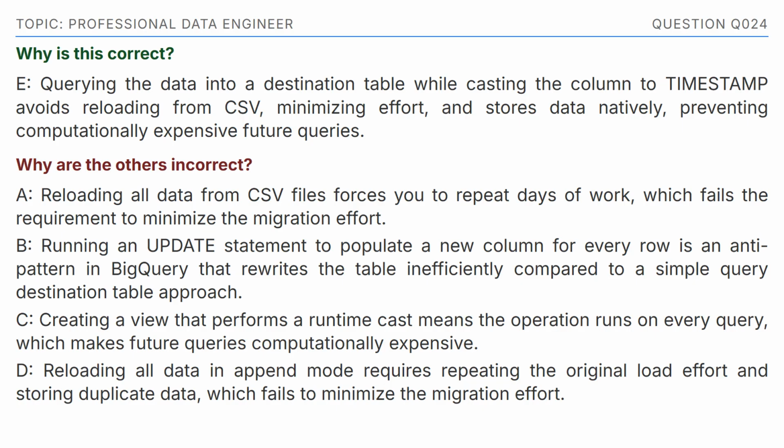Why are the others incorrect? A. Reloading all data from CSV files forces you to repeat days of work, which fails the requirement to minimize the migration effort. B. Running an update statement to populate a new column for every row is an anti-pattern in BigQuery that rewrites the table inefficiently compared to a simple query destination table approach. C. Creating a view that performs a runtime cast means the operation runs on every query, which makes future queries computationally expensive. D. Reloading all data in append mode requires repeating the original load effort and storing duplicate data, which fails to minimize the migration effort.